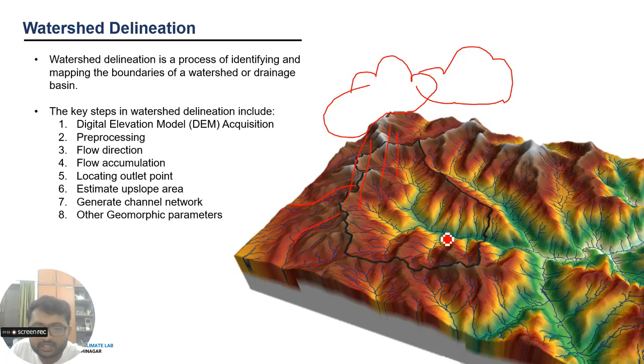And why do we need to create this kind of catchment area? Let's say we want to construct a bridge here. We have to find out how much water is going to pass under that bridge, or if we are constructing a check dam or a dam, we want to store water. So we need to know how much water is coming to this location. For that purpose, we need to find how much area is contributing.